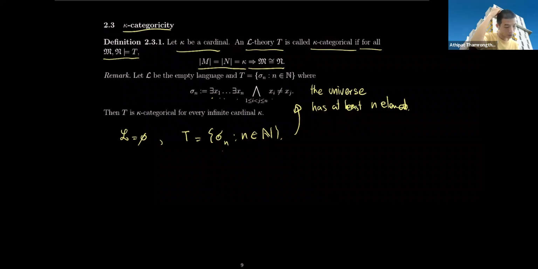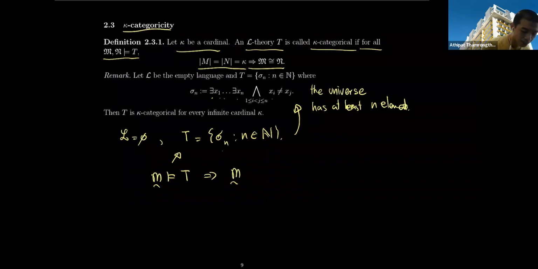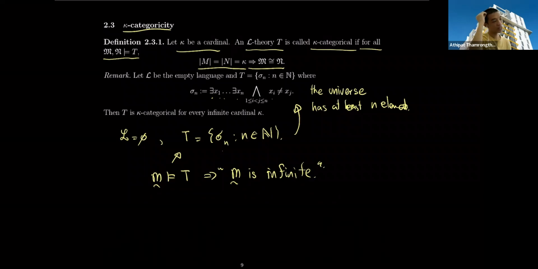Okay. So what does this one mean? If you have a structure M that satisfies this theory T, we're going to get that M has at least n elements for every n, right? So basically, we can say that it is infinite. Okay, so if M satisfies T, then M is infinite.